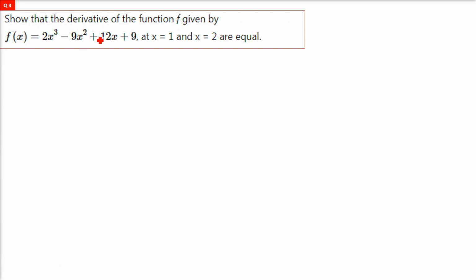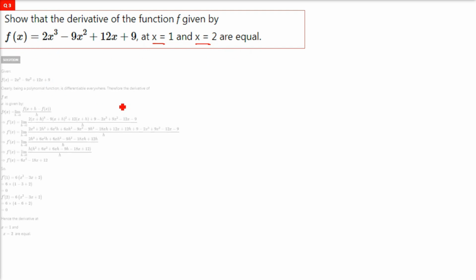Show that the derivative of the function f given by, so this is the function, at x equals 2 and x equals 1 and 2, these are equal. The steps will remain same. Same thing you have to do, let me write it again.